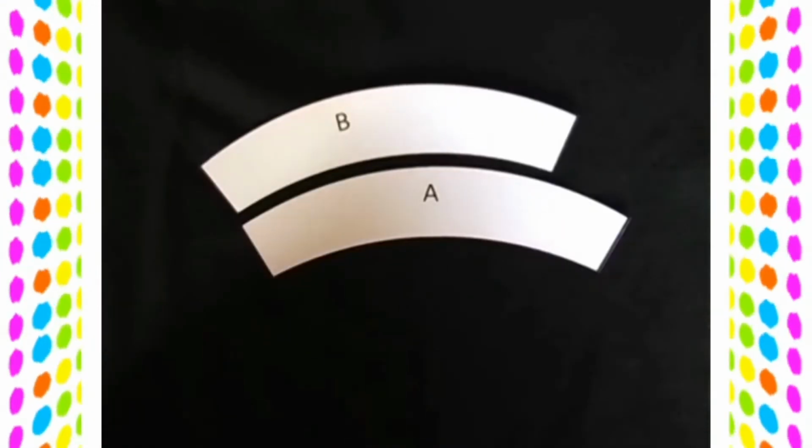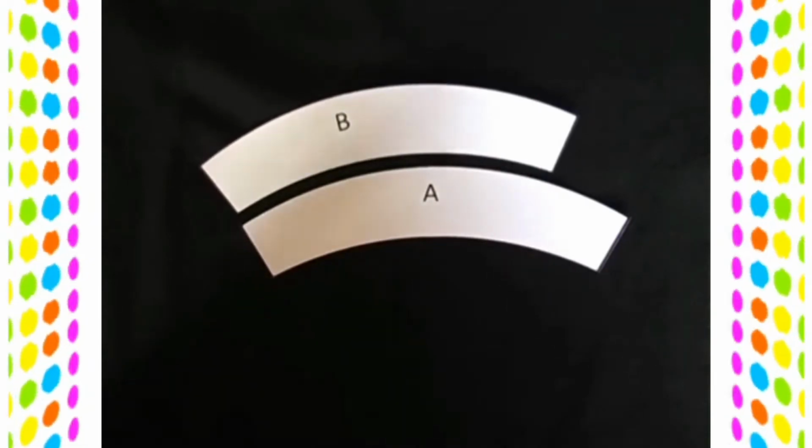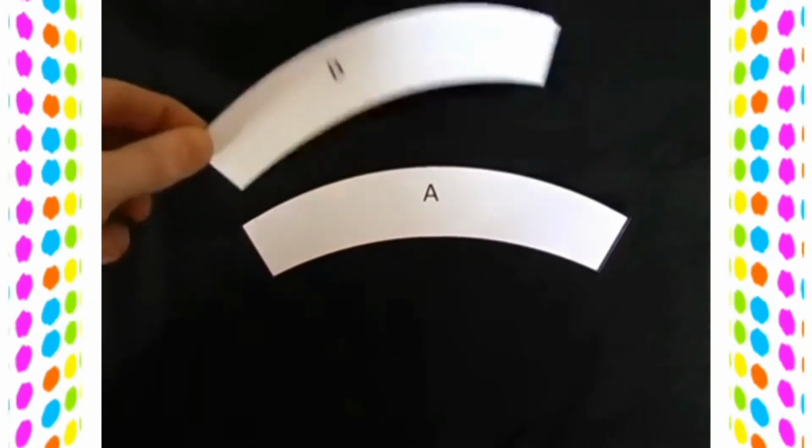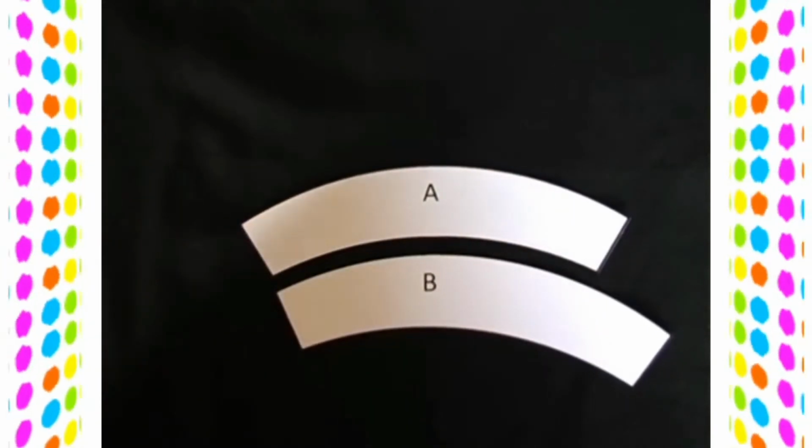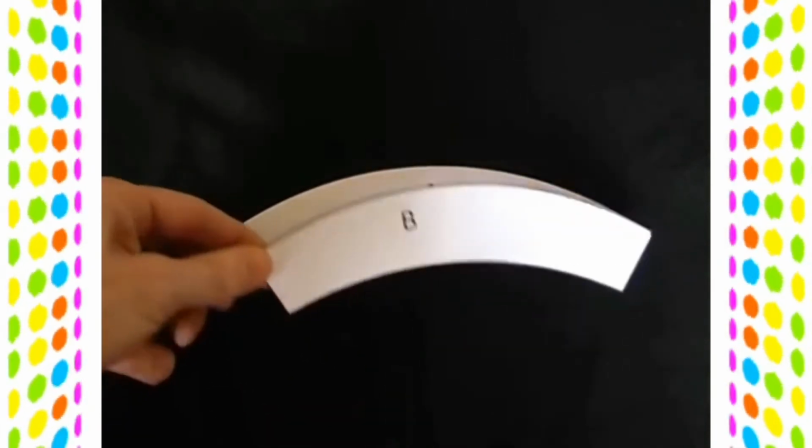The piece of paper marked A looks much bigger than the piece of paper marked B. However, put B below A and now B looks larger. Amazingly, in reality, they're exactly the same size.